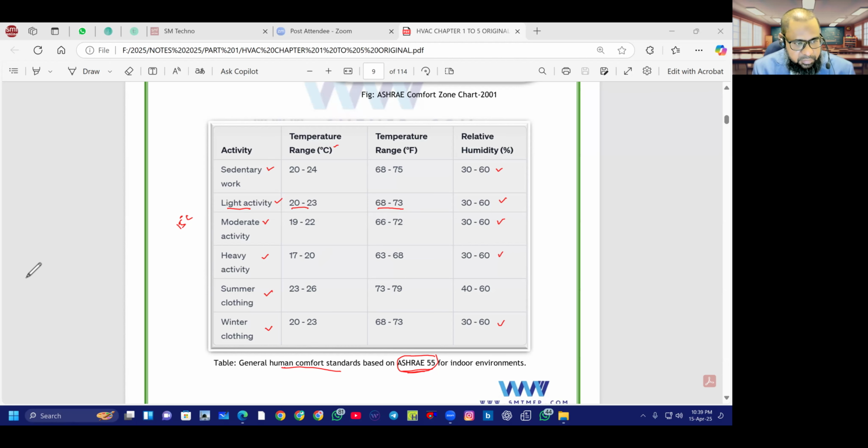Clear online? So we are designing based on human comfort. We are not dealing with other comfort like cold rooms or data centers, how to cool the IT equipment. As I said at the beginning, it is not possible to cover all the applications as well as all the conditions.